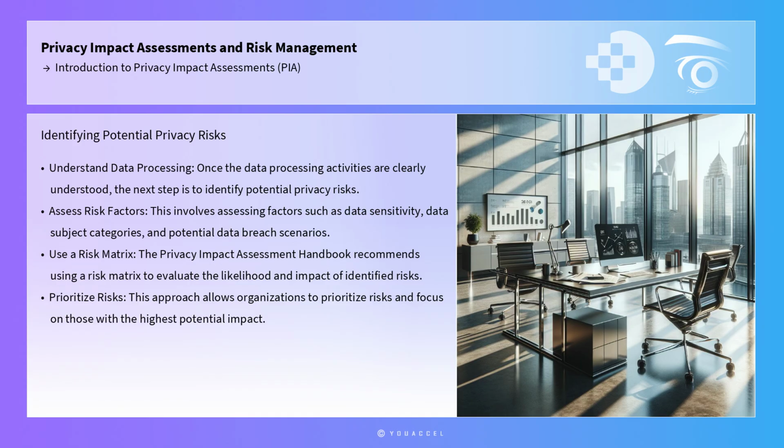Once the data processing activities are clearly understood, the next step is to identify potential privacy risks. This involves assessing factors such as data sensitivity, data subject categories, and potential data breach scenarios. The Privacy Impact Assessment Handbook by the UK Information Commissioner's Office recommends using a risk matrix to evaluate the likelihood and impact of identified risks. This approach allows organizations to prioritize risks and focus on those with the highest potential impact.